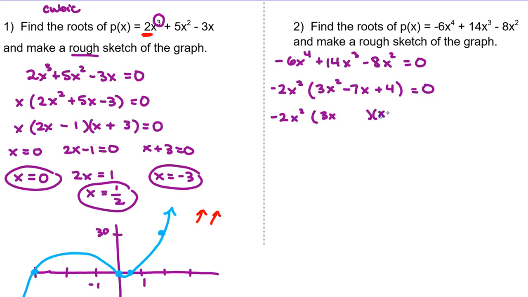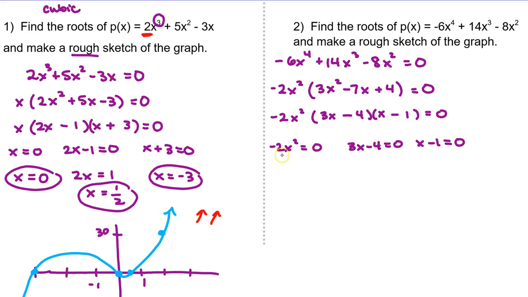3x times x gives us 3x squared. 4 times 1 gives us 4. If we have minus and minus, everything works out for the middle as well. Okay, so that's factorable. So we can set each factor equal to 0 and solve for the roots.